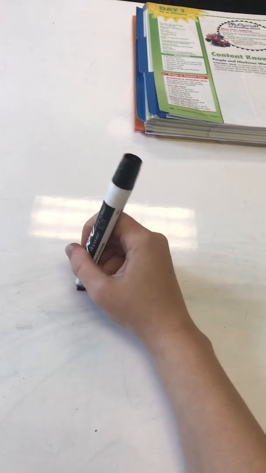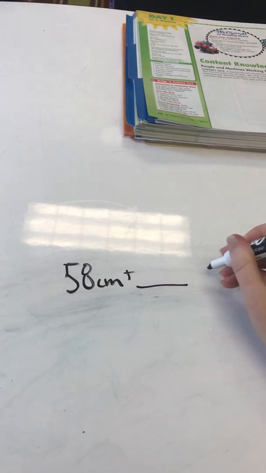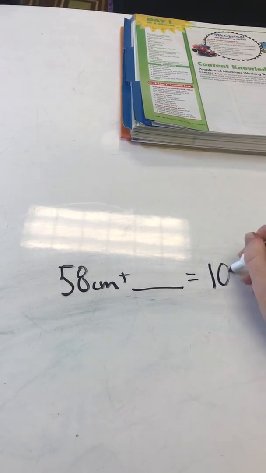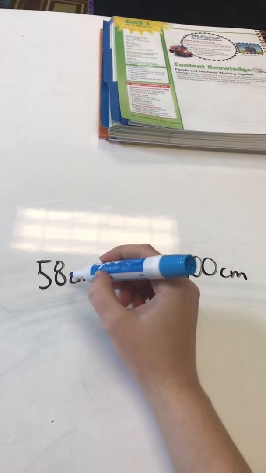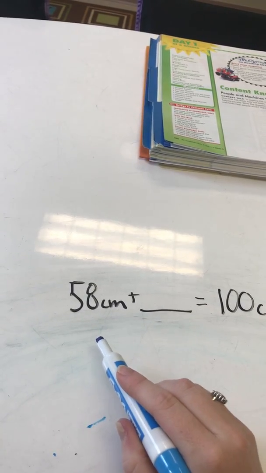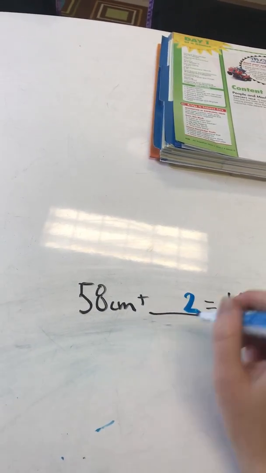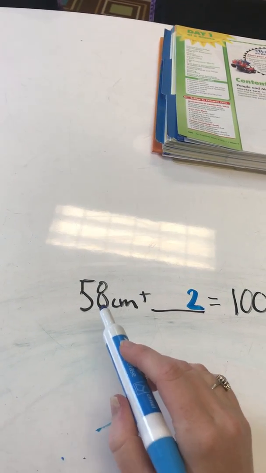If I have 58 centimeters plus blank centimeters equals 100 centimeters. Let's look at my ones place. In my ones, I have an 8. How am I getting my 8 up to the next full tens? Well, 8 plus 2 will make that 58 turn into a 60. So now I have 60.